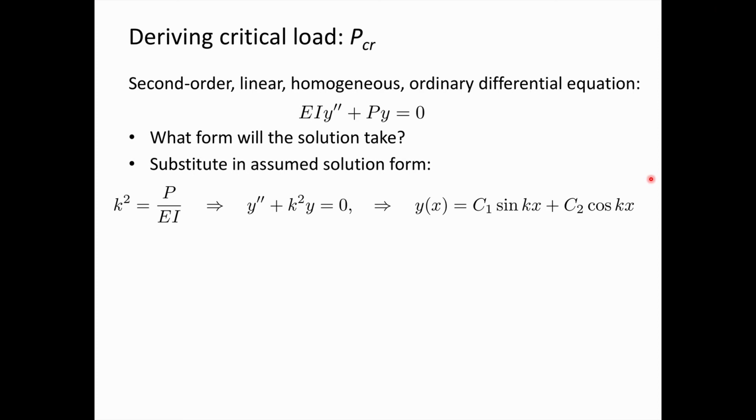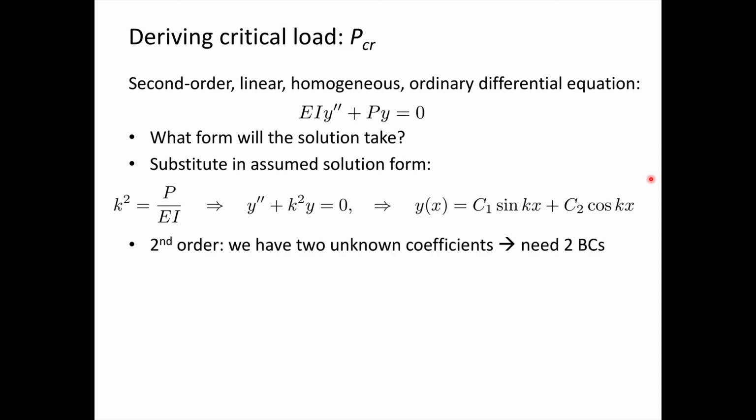And so now we have the simpler form of a differential equation, y double prime plus k squared y equals 0. And now we can assume the solution takes the form c1 sine kx plus c2 cosine kx, the sum of harmonics. And then, as you might remember, what we typically do in solving differential equations analytically is take this assumed form of the solution, plug it back in, and see what the actual solution is. Because this is a second order differential equation, we have these two unknown coefficients. And to solve for those two unknown coefficients, we need two boundary conditions.